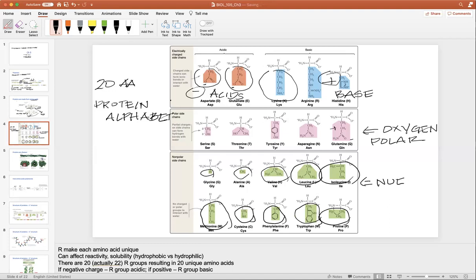Am I spelling neutral correct? I think I'm not. It is definitely difficult to spell when you know folks are watching. Here we go. Neutral. Okay, which is going to mean that they are non-polar.